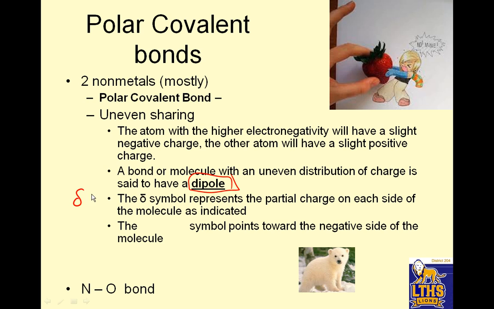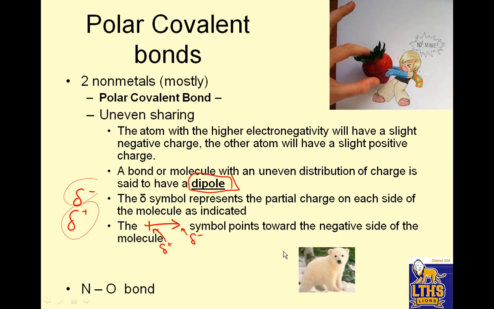This is a delta, a Greek lowercase delta. You could have a delta negative and a delta positive. So there's going to be a side of a bond that's kind of negative, a side of the bond that's kind of positive. We also use an arrow called a dipole arrow to show the same thing. This points to the kind of negative, away from the kind of positive side.